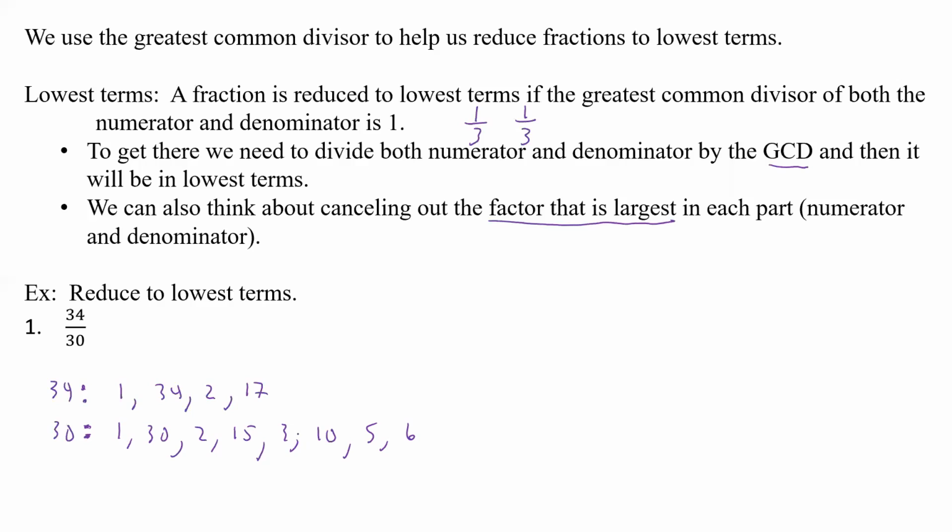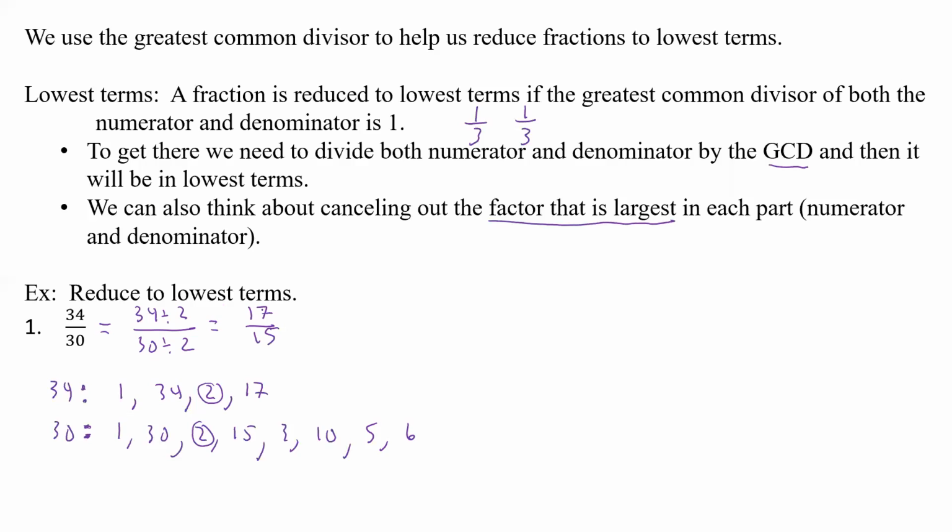So now we have all of the divisors of 30 here, all of the divisors of 34 here. And what's the greatest one? Well, we have 1s, we have 2s, and that looks to be GCD is 2. And so if we take 34 divided by 2 and 30 divided by 2, that should give us our reduced fraction. So 34 divided by 2 gives us 17. 30 divided by 2 gives us 15.